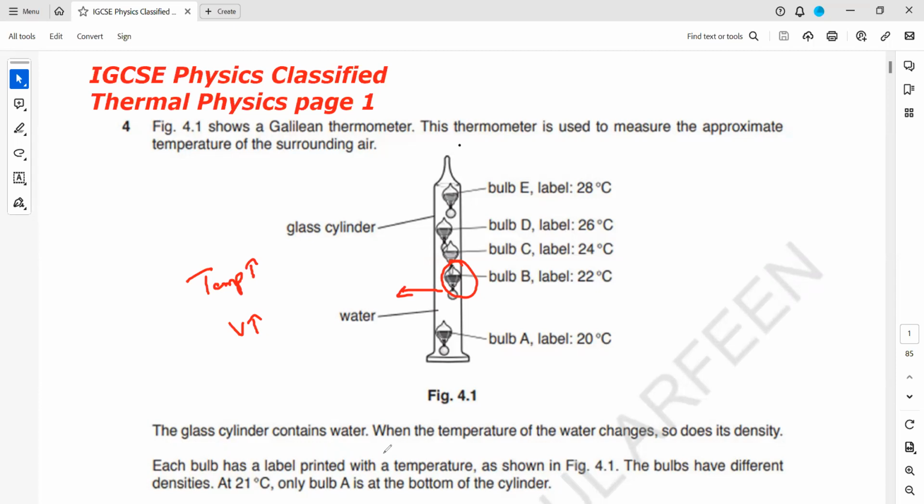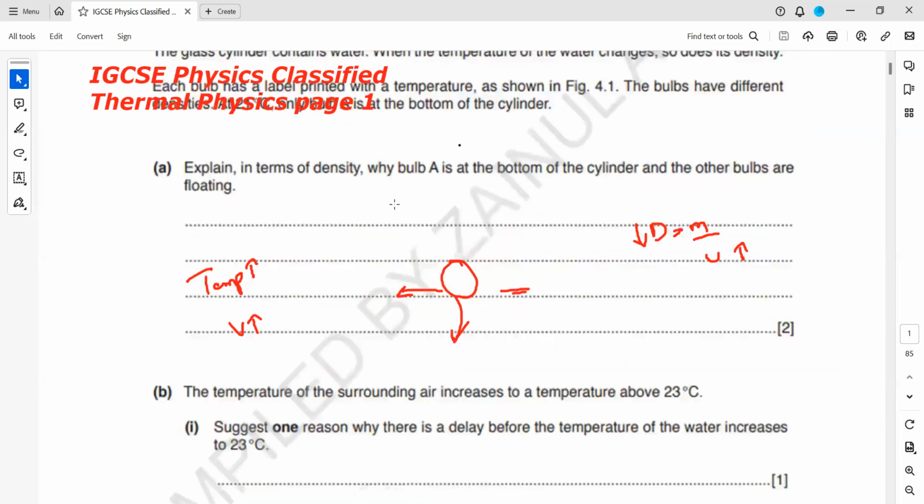If the volume is increasing, what happens to the density? Density is mass present in a unit volume. So if the volume is increasing, the density will decrease. As a result, the water density will be less than the density of the bulb. So this bulb will also sink. So how do we write the answer for this one?